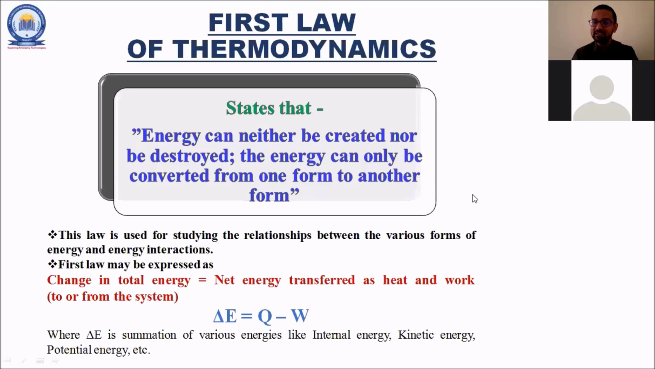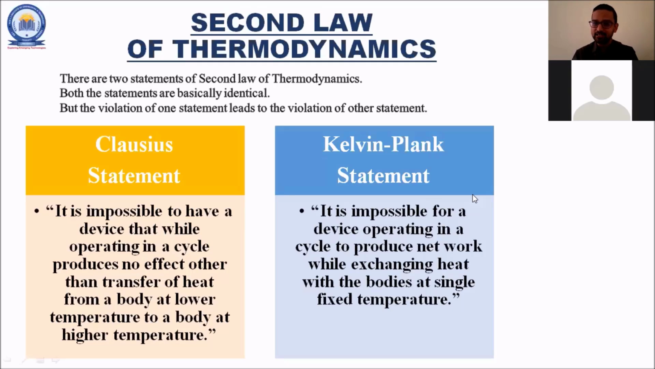Now friends, that is the complicated law, the second law of thermodynamics. So try to focus on the points which I am discussing so that the concepts will be perfectly clear. Otherwise you will get tremendously confused in understanding these statements. The second law of thermodynamics basically has two statements. Both these statements are identical in nature, but the violation of one statement leads to the violation of the other statement. The two statements of the second law of thermodynamics are the Clausius statement and the Kelvin-Planck statement.